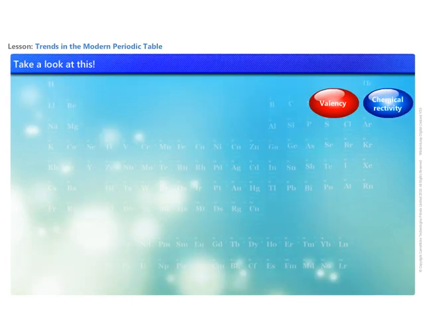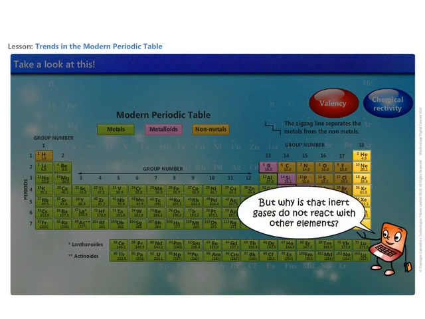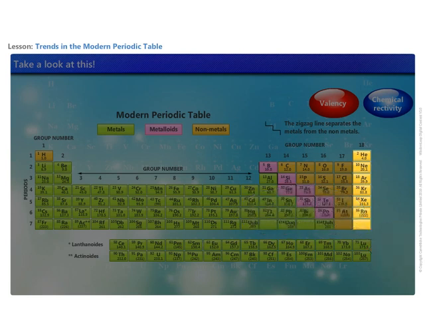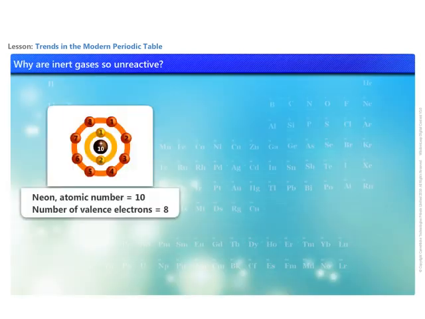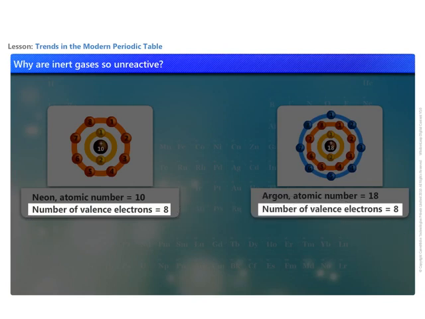Recall that inert gases were discovered late because they are very unreactive and their compounds are not formed easily. But why is it that inert gases do not react with other elements? Why are inert gases so unreactive? Observe the number of electrons in the outermost shell, the valence shell. In both cases, there are 8 electrons, that is, the outermost shell is completely occupied or full, 2n square.